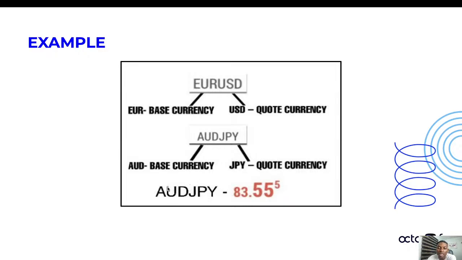So the base currency is the basis for the transaction, and the figure in the quote currency is used to know how much we need to get one of the base currency.